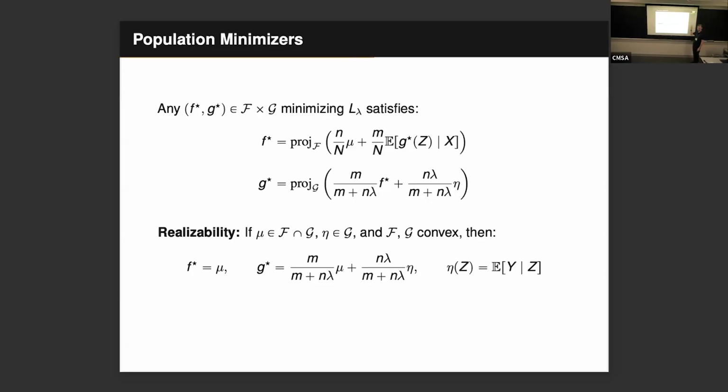It turns out that the minimizer f star, the target for the deployment model, is actually equal to mu, the conditional expectation of y given x. So in that sense, it's well calibrated. And then g star, which is the target for the rich view model, is some convex combination where the weights are determined by the regularization parameter as well as the unlabeled and labeled sample sizes. It's a convex combination of the target for the deployment model, the conditional expectation of y given x, and the target for the rich view model, the conditional expectation of y given x and w. So it interpolates between the two.